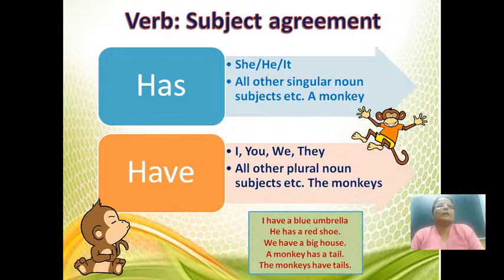I have a blue umbrella. Subject is I, so I have to use have with that. I have a blue umbrella. He has a red shoe. You see, subject is he, third person singular, so it should be has. We have a big house. See, again it is changing. We is plural, so I must use have only with it.